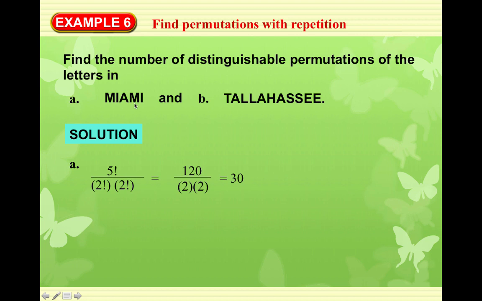So we've got to reduce our total number of permutations just for 5 letters for those repeated permutations. So 5 factorial is 120. 2 factorial is 2 times 1, so it's just 2 times 2. And so 120 divided by 4 is 30. So there's 30 distinguishable permutations of the letters in Miami. All right, so let's do Tallahassee.